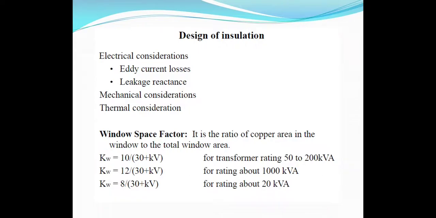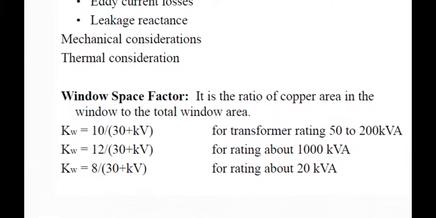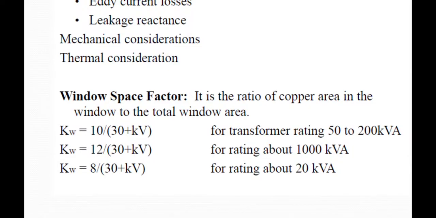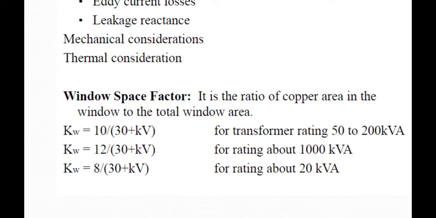And this slide shows the ratio of copper area to the window area, that is nothing but the window space factor. We have to find the window space factor by using these formulas. For low rating of a transformer, we can use the third equation, that is 8 divided by 13 plus kV, for a transformer rating up to 20 kVA. And for high rating of a transformer, we use the second equation, and for transformer rating between 50 to 200 kVA, we have to use the first equation.